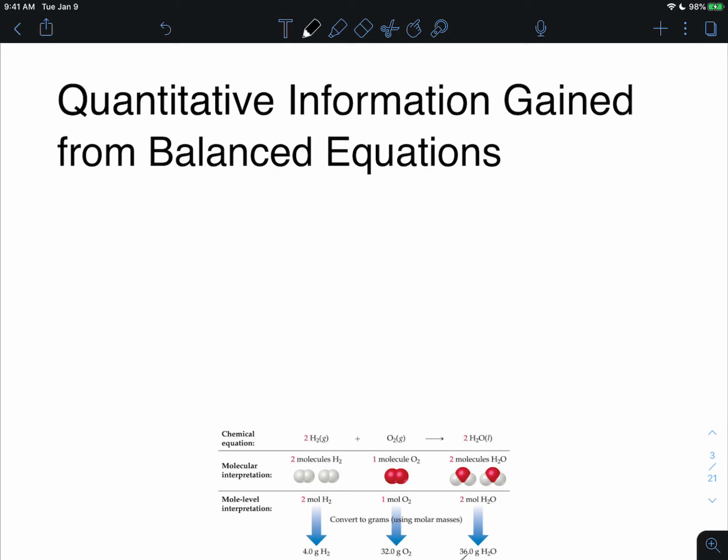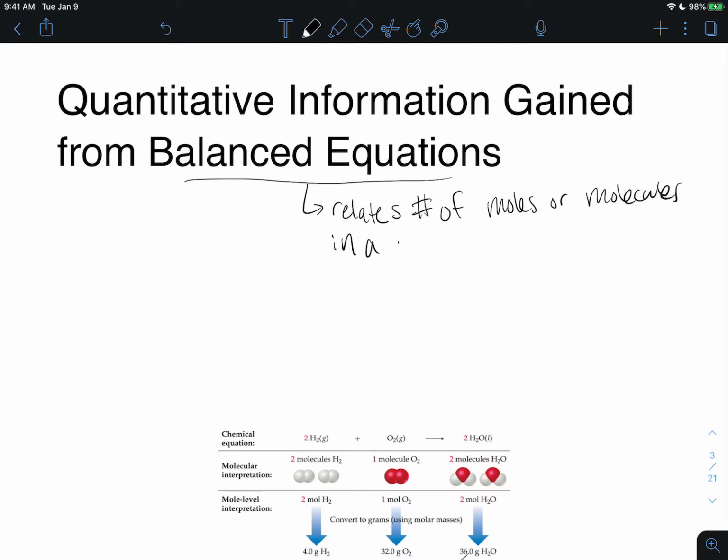In a balanced equation, this balanced equation itself is going to be relating the relative number of moles or molecules involved in a reaction. So this relative amount gives us information about anything within there. So our molar quantities are indicated by the stoichiometric coefficients of that balanced equation.